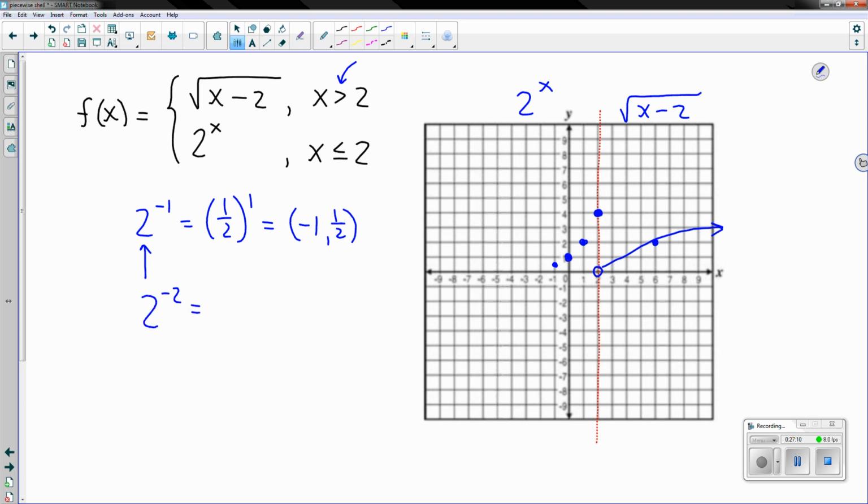2 to the -2. That's the same thing as the reciprocal raised to the positive version. And what is 1/2 squared? That's 1/4. So when I input -2, I got positive 1/4.